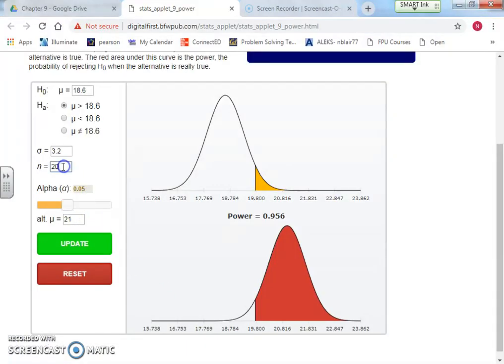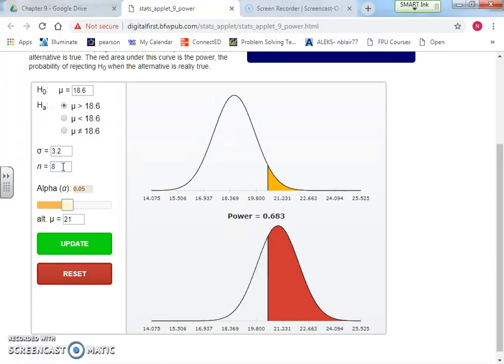Let me go back to a sample size of 8, what we were using. Okay, we're back to that power. Well, remember that this area right here, this orange area, that's your alpha level. Well, the alpha level sets where the bar moves. The bar moves when you move your alpha.